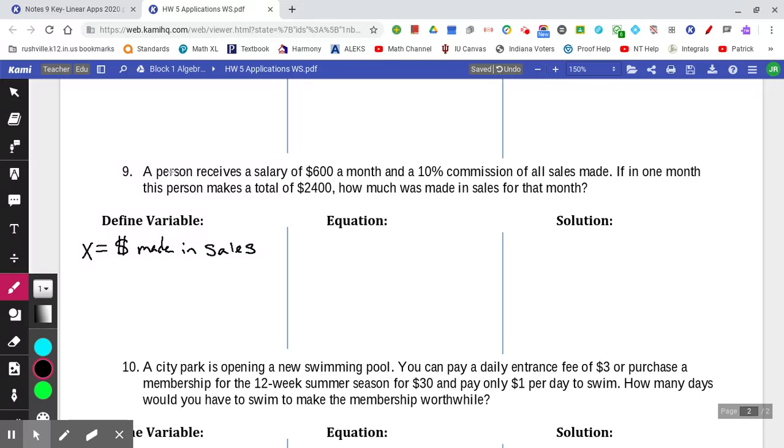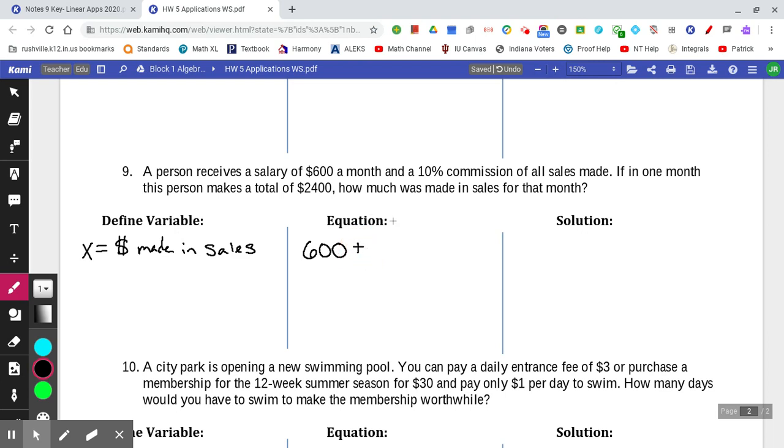Okay, so now going back through, it says a person receives a salary. So that means that they get $600 no matter what. That's what it means to be on salary. You get so much money for so much time that you put in, no matter what. And a 10% commission. So if this is representing how much money they make, they get $600 no matter what, plus 10% commission on all sales made.